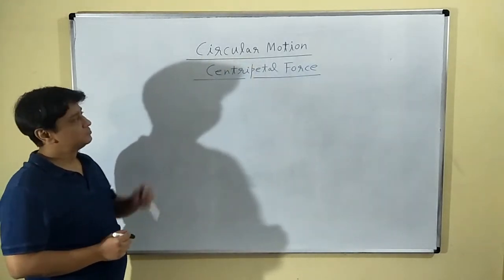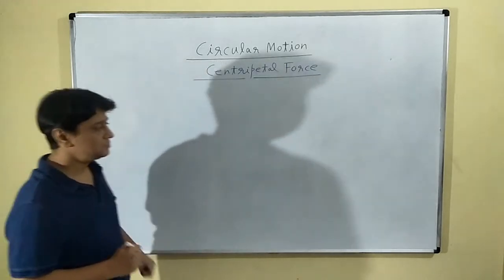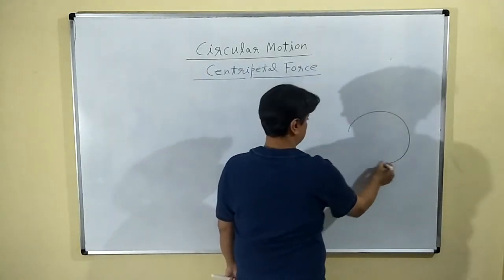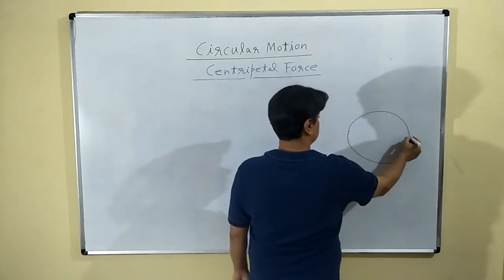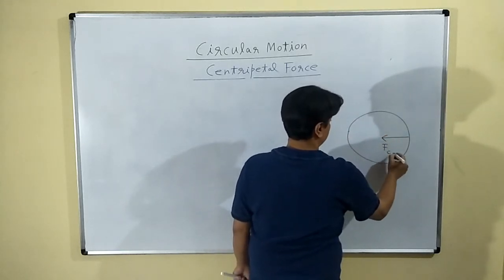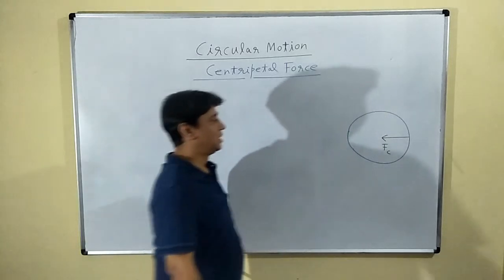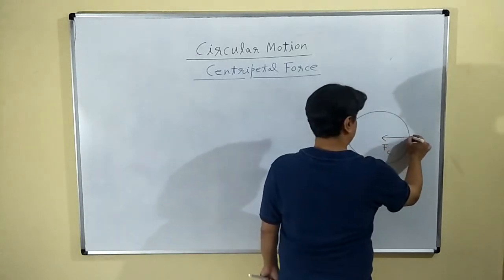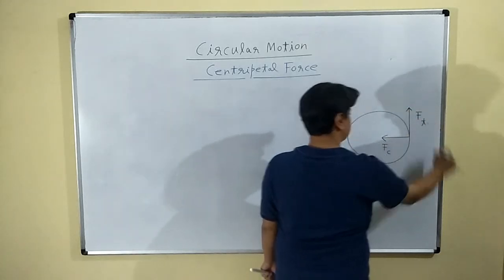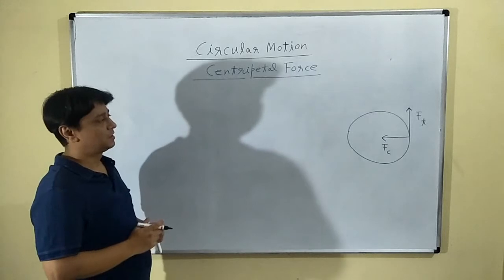Let's see centripetal force in circular motion. So far we know that centripetal force is something which changes direction, and tangential force is something that changes magnitude of velocity.